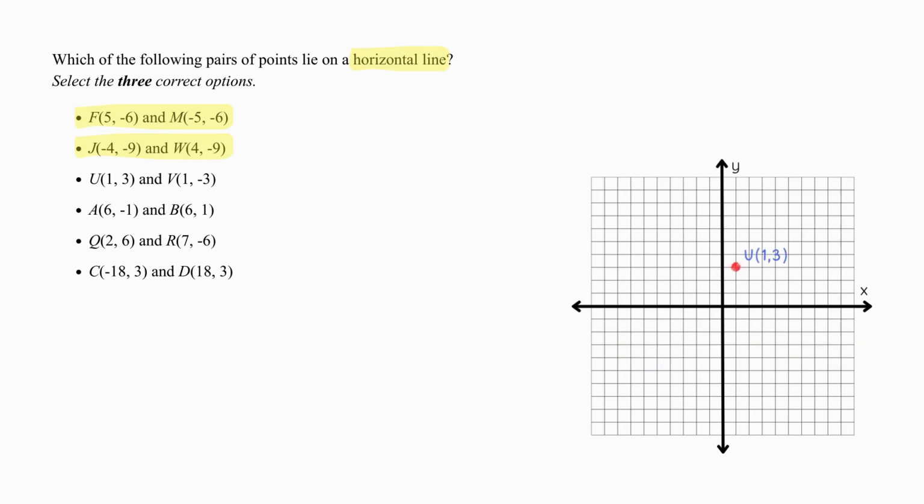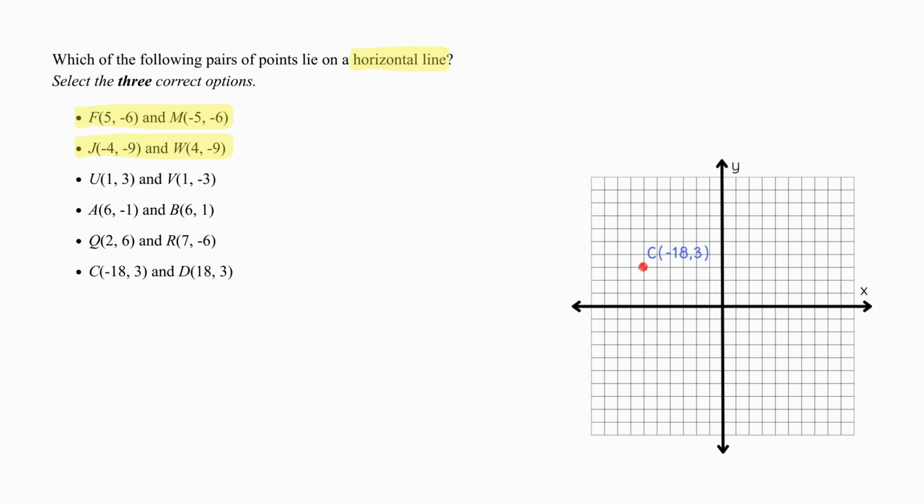U(1, 3) and V(1, -3). The y values are 3 and -3. Since they are not the same, this is not a horizontal line. A(6, -1) and B(6, 1). The y values are -1 and 1. Since they are not the same, this is not a horizontal line. Q(2, 6) and R(7, -6). The y values are 6 and -6. Since they are not the same, this is not a horizontal line.